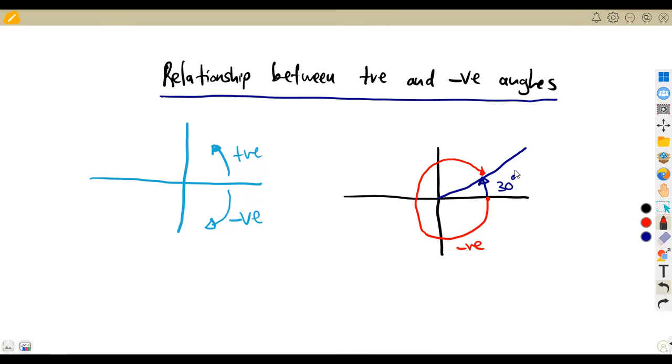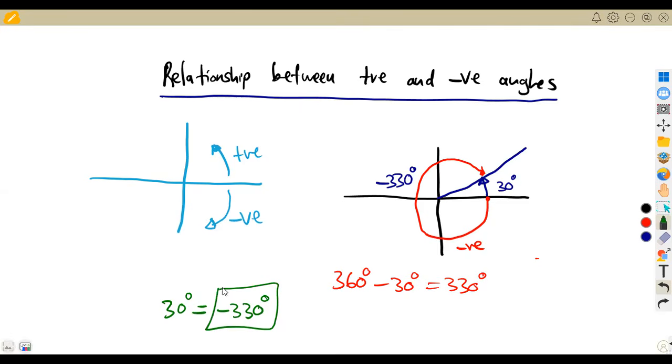And how are you going to find this angle? Angles at a point add up to 360. So if we subtract 30 degrees from 360, we obtain 330 degrees. But this angle is taken as a negative, so the whole of this angle is minus 330 degrees. So what is the relationship between these two angles? They have the same properties. The angle of 30 degrees is equivalent to the angle of minus 330 degrees in every property that you are going to talk about.